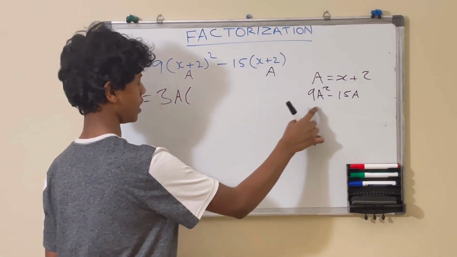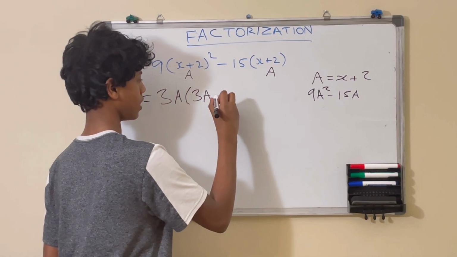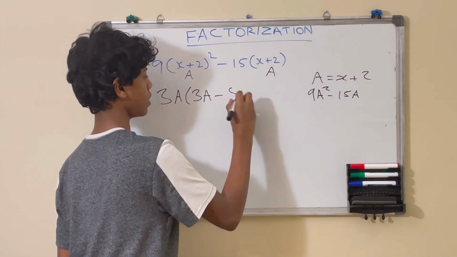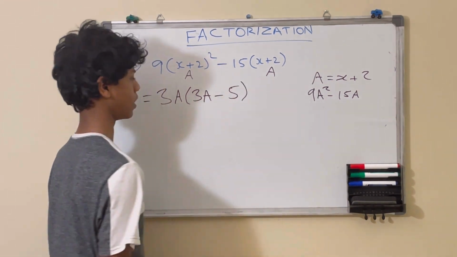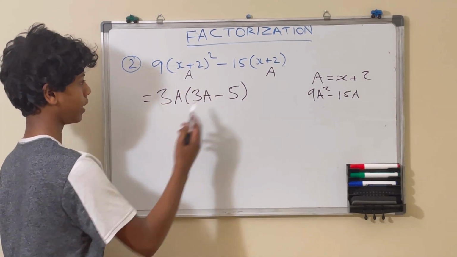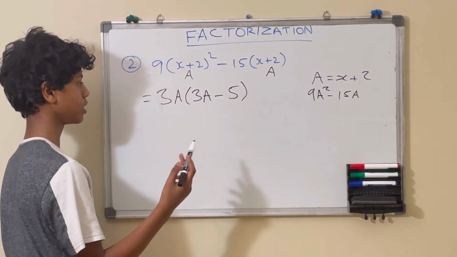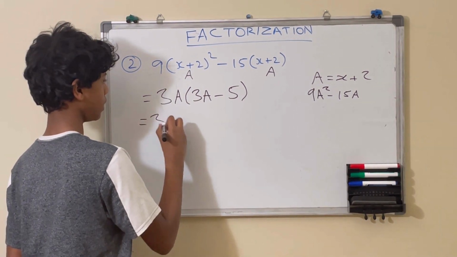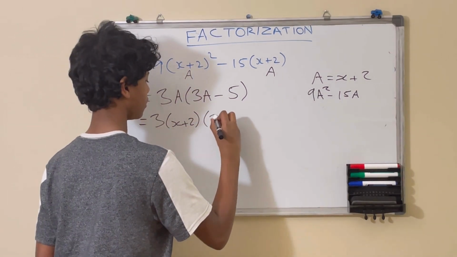Now we divide 9a squared by 3a, and we get 3a. Minus 15 divided by 3a: 3 times 5 equals 15, so 5, and then a and a cancel out, so it's 3a minus 5. So now what we do is apply the x plus 2, because we don't have anything else to do now. We apply the x plus 2 to further factor this.